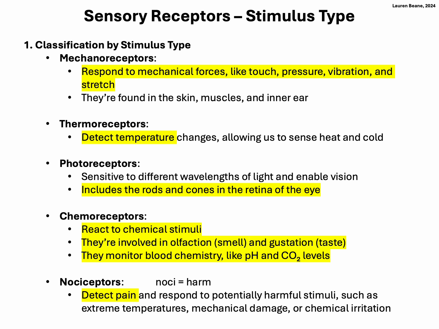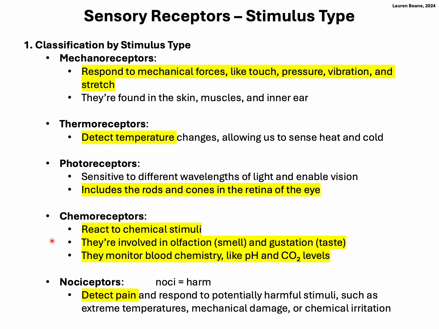For a classification based on stimulus type, we have mechanoreceptors responding to mechanical forces: touch, pressure, vibration, stretch. Thermoreceptors, of course, are detecting temperature changes. Photoreceptors, these are specialized cells called rods and cones within the retina of our eye. They can detect different wavelengths of light and produce vision for us.